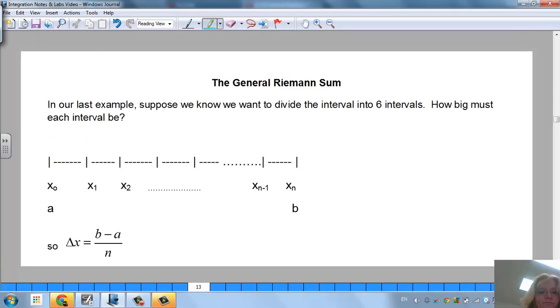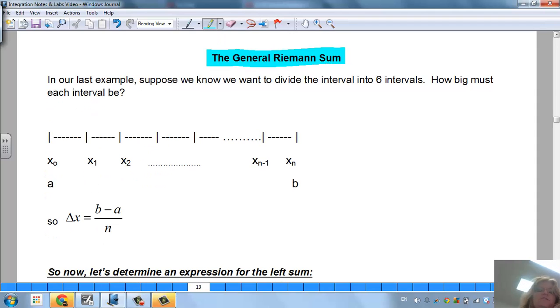Now, this next one is also a summarization. We're going to talk about the general Riemann sum. And this is just, I want to show you the background of how we come up with how we're doing the area under the curve. So it says in our last example, suppose we want to divide the interval into 6 intervals. How big would each interval be?